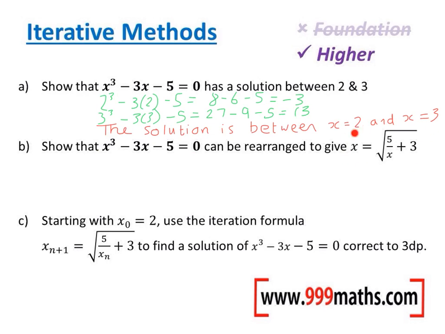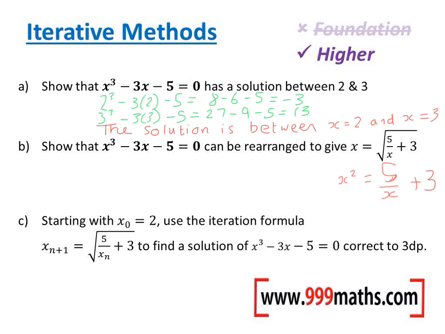Well, this solution's got a square root on the right hand side, which I definitely don't want, so the first thing I'm going to do is square both sides. That'll give me x squared on the left equals 5 over x plus 3. Okay, so now on the right hand side I've seen that I've got a 5 over x. Well, that wasn't in the original one.